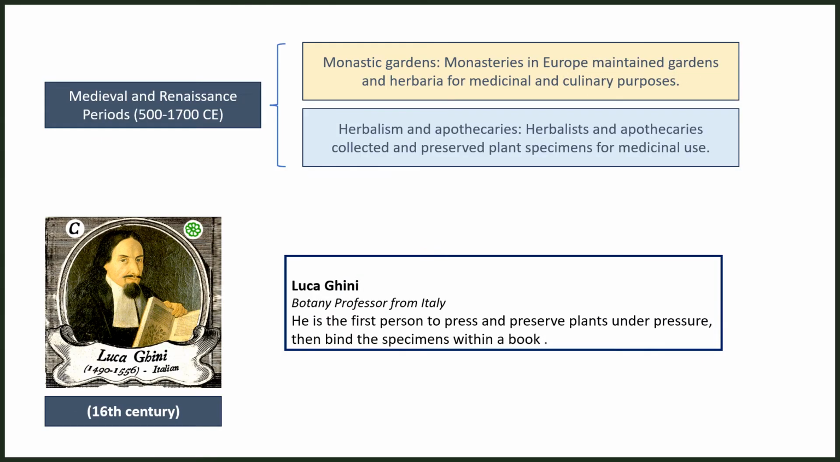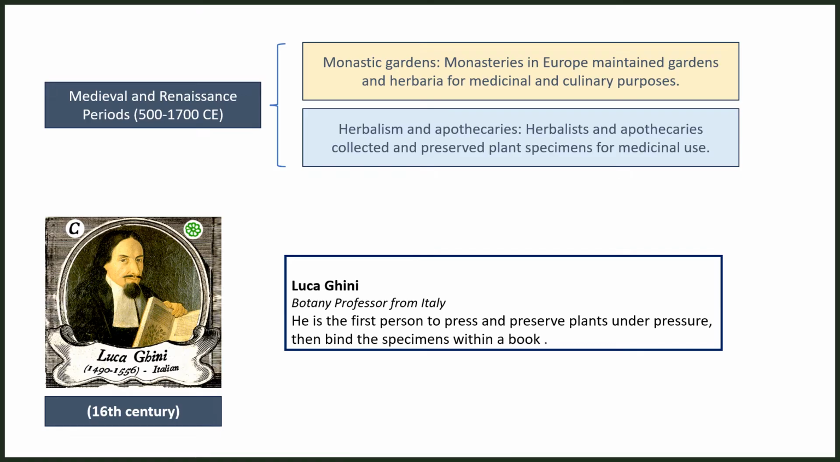After that comes the medieval period, between 500 and 1700 CE. In this period there were monastic gardens, herbalists and apothecaries. Again, they collected plants, spices for culinary purposes, and medicinal plants with medicinal properties. So they preserved the plants. Like I said, they were mostly for medicinal uses and spices.